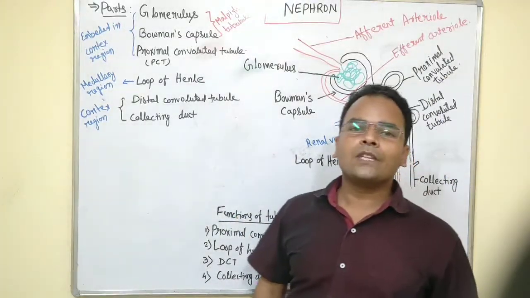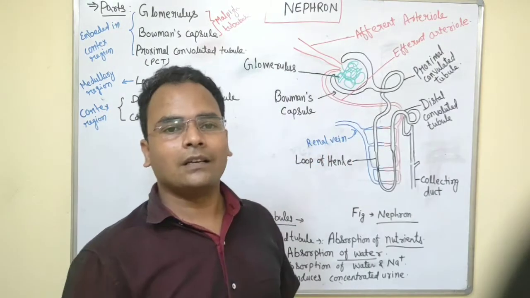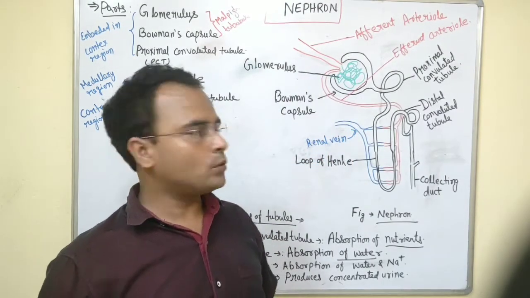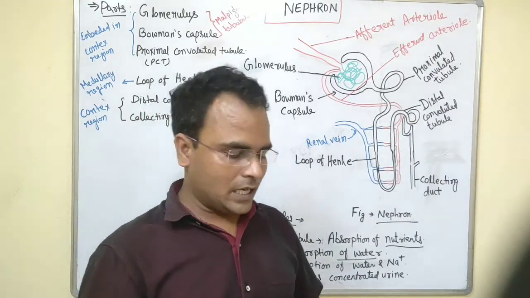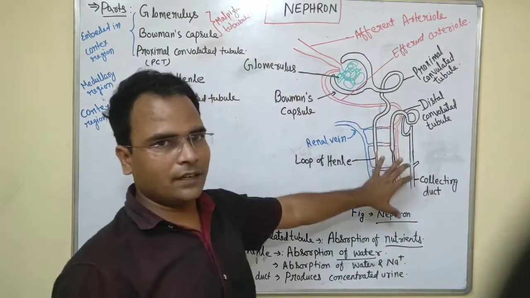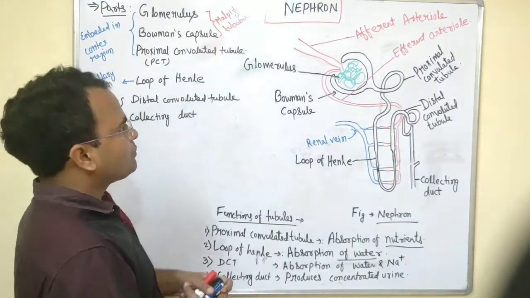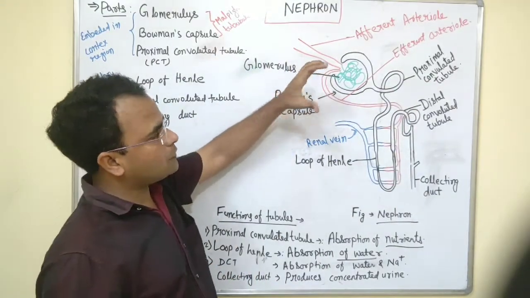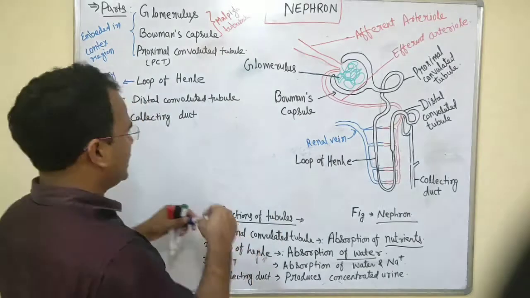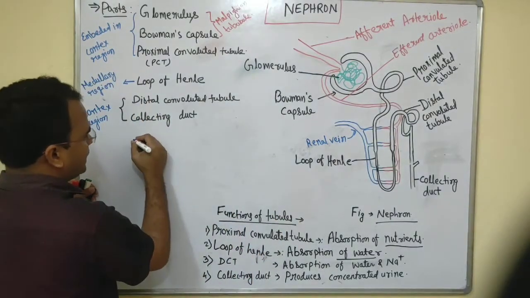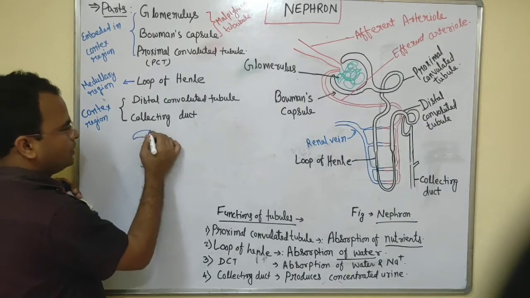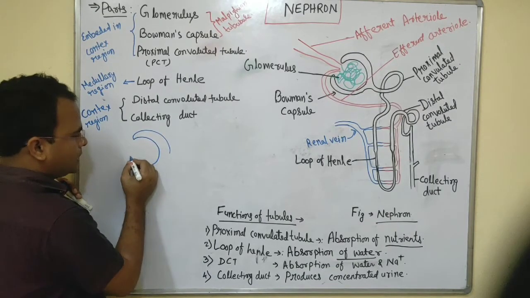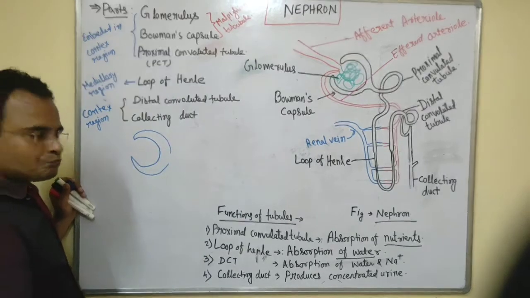Now coming to the structural part, how we make this structure. I'll make the diagram and explain along with it. This is for your ready reference. See, this nephron starts with a capsular structure called the Bowman capsule. Very simple, you can draw it like this. It is a U-shaped or cup-shaped structure.